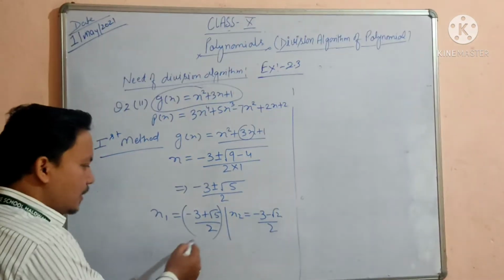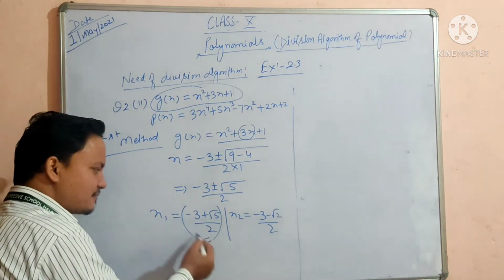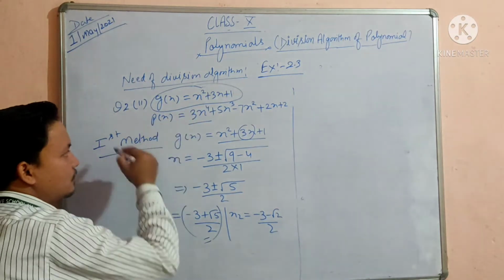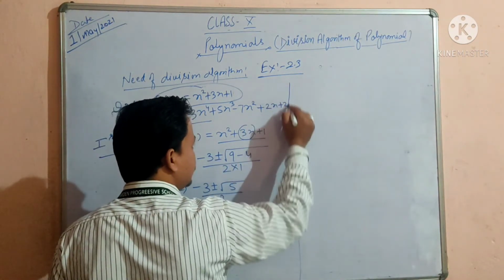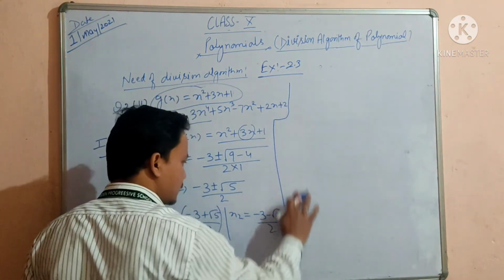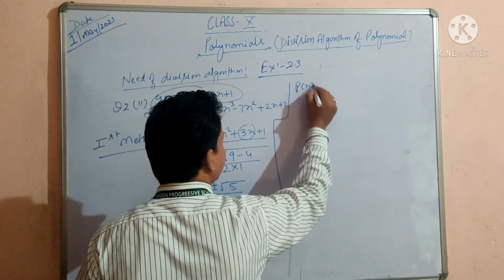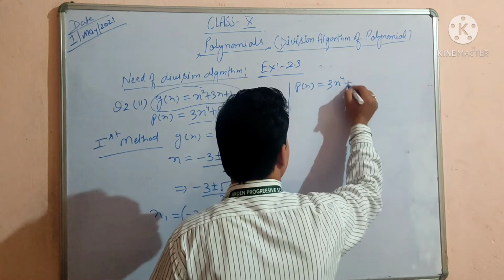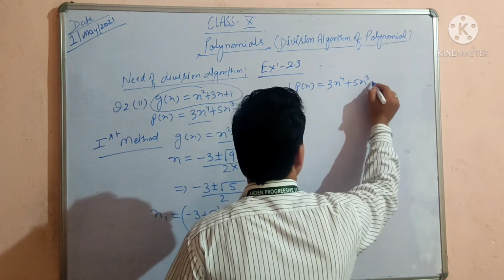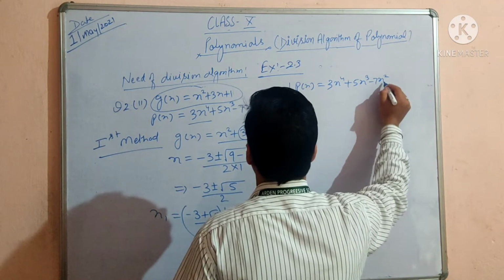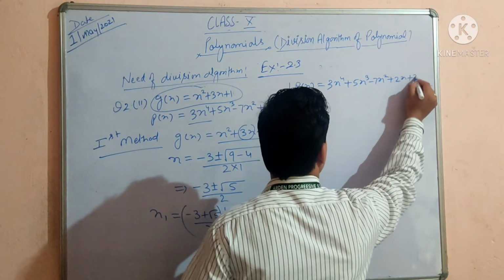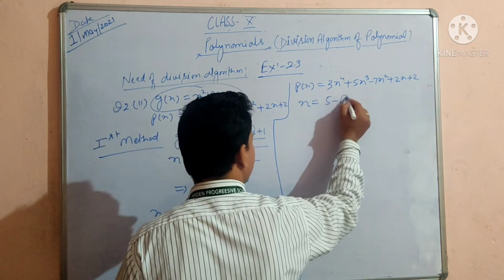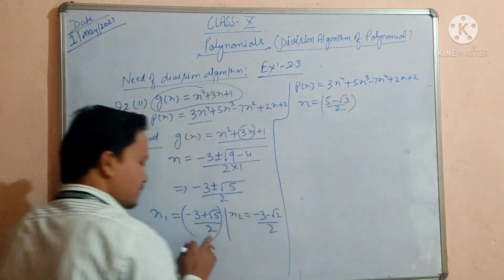Okay, so I am putting just this value here. Then you must see p(x) will turn into a 0. So put here the value of x and see what we will get. So p(x) is given as 3x to the power 4 plus 5x cubed minus 7x square plus 2x plus 2. Now putting the value of x, (root 5 minus 3) upon 2. Okay, this value I am applying here.